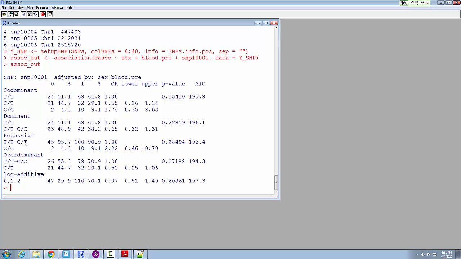And there are a couple of other ones here. There's log additive, which says homozygous T is coded as 0, heterozygous is coded as 1, and homozygous C is coded as 2. So you've made it into a number. You could either treat genotype as a categorical variable or you could codify it. As I understand it, this is actually done a lot, the codifying.